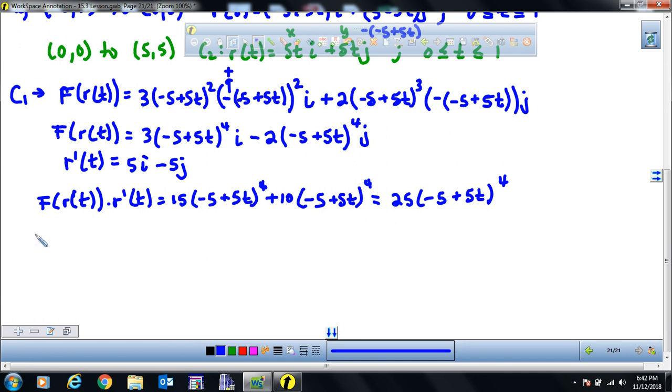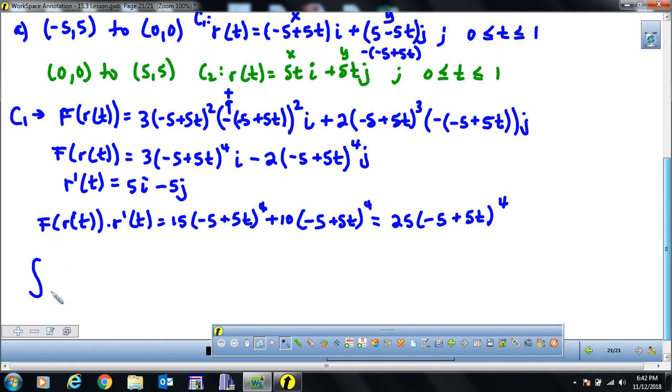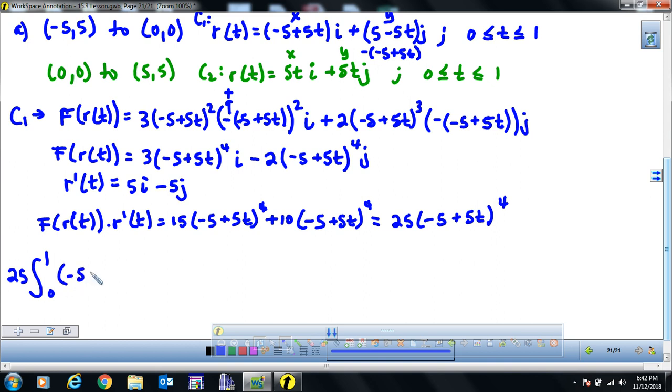So then the integral, what are the limits? From 0 to 1, you see? Of this, 25, I can put the 25 on the outside, and that's what I'm going to do. 25 times (-5 + 5t)^4 dt.